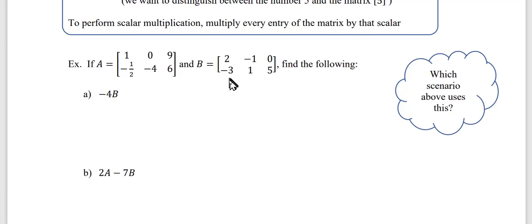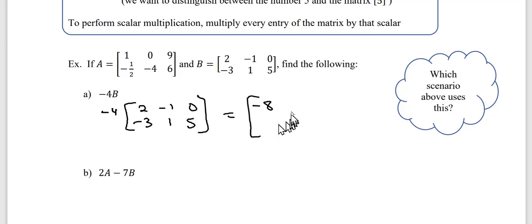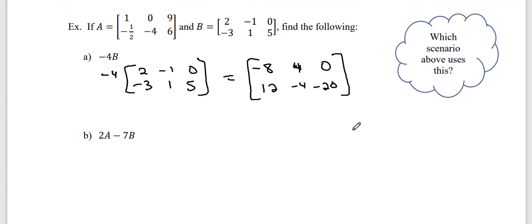In this case, -4b, we multiply -4 times 2, -1, 0, -3, 1, 5. And that gives us -8, 4, 0, 12, -4, -20. That's -4b. Down here we'll do the same thing, but we have some subtraction in addition to two scalar multiplications.